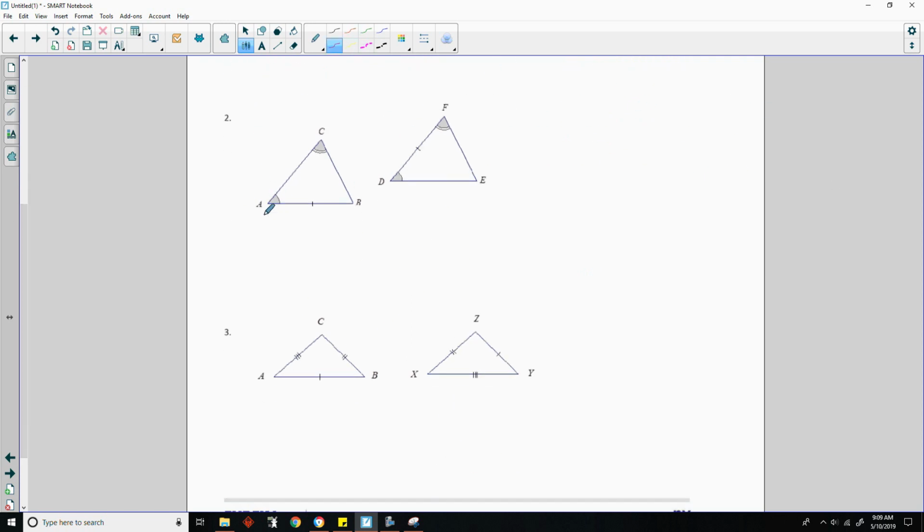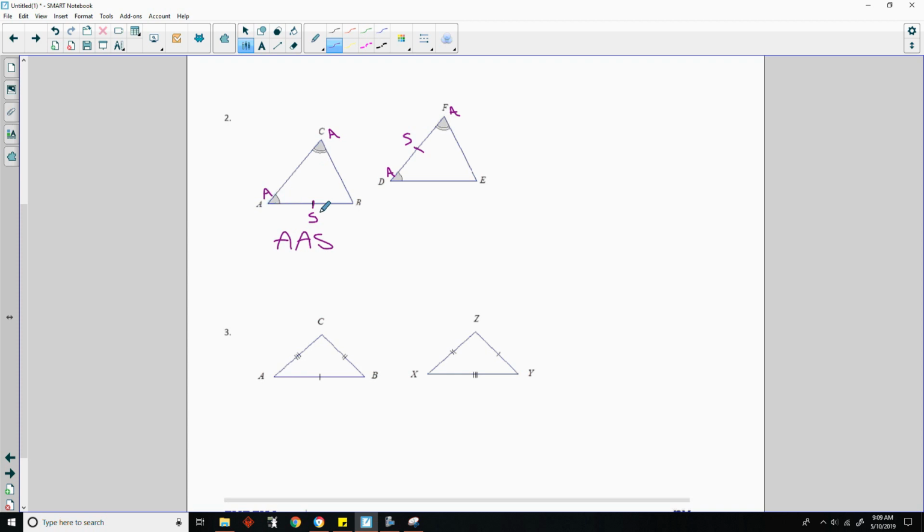All right, angle A has 1 mark. Angle D has 1 mark. So I will put an A here and I will put an A here, knowing that the angles are marked congruent. Angle C has 2 arcs. Angle F has 2 arcs, so that is another angle congruence. And then AB is over here, that is a side, but DF is in between my 2 given angles over here. So this correspondence is angle, angle, side.